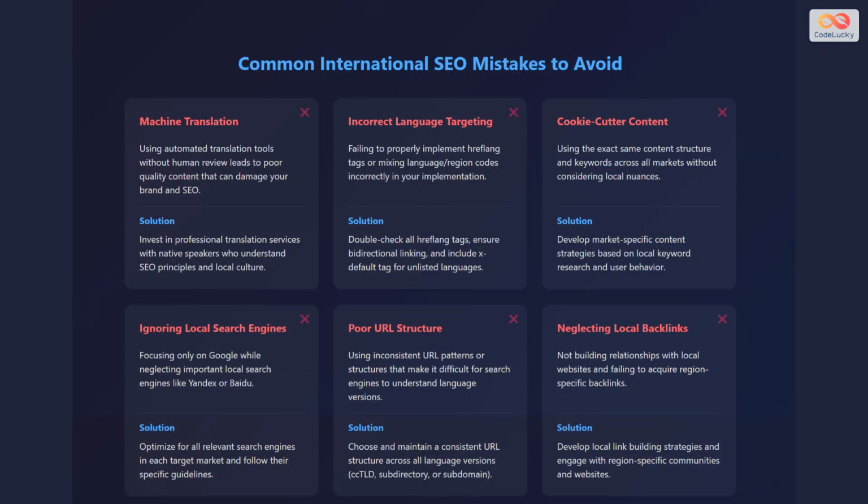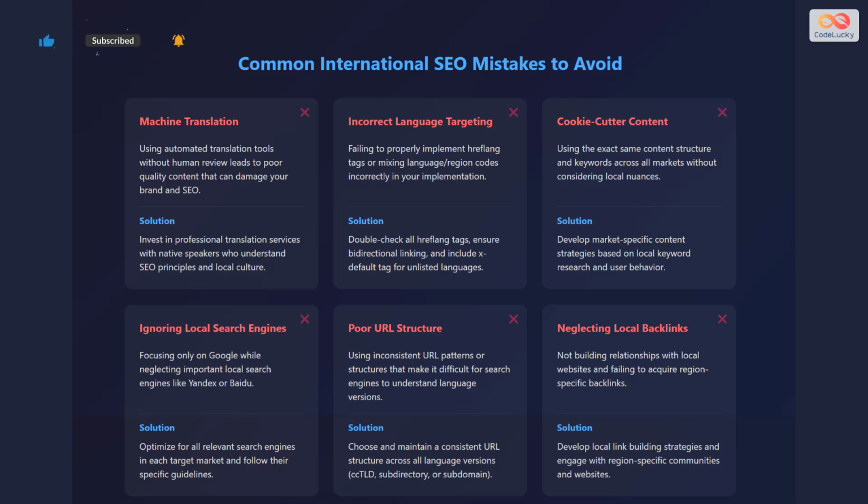When it comes to international SEO, it's easy to stumble. Let's look at some common mistakes and how to avoid them. The first common mistake is machine translation, using automated translation tools without human review. This often leads to poor quality content that can damage your brand. The solution is to invest in professional translation services, with native speakers who understand SEO principles and local culture.